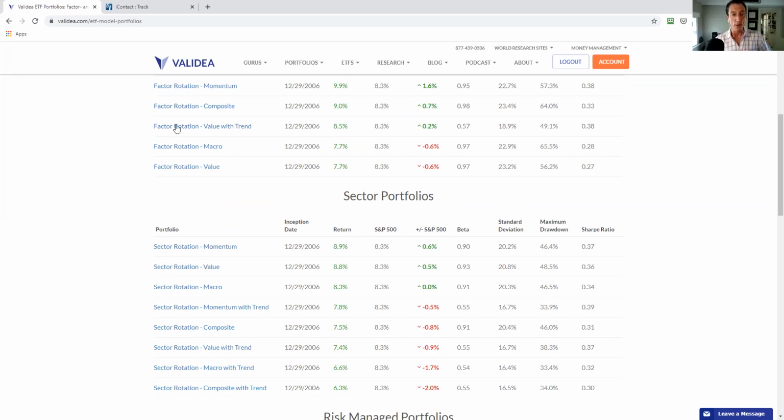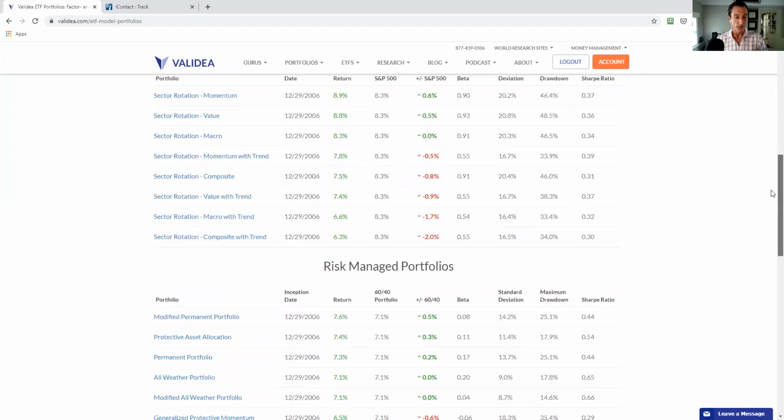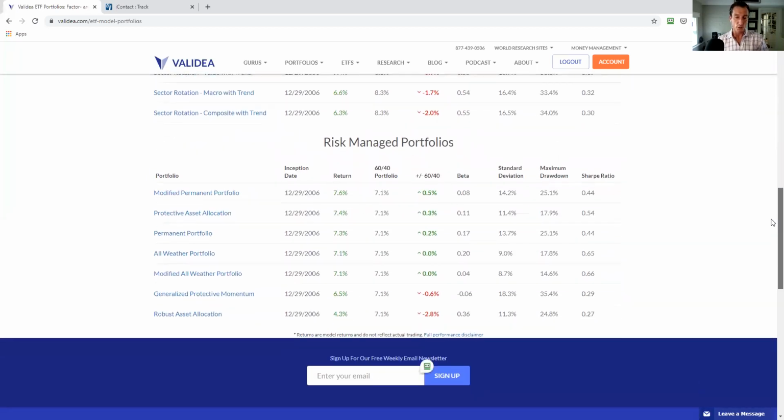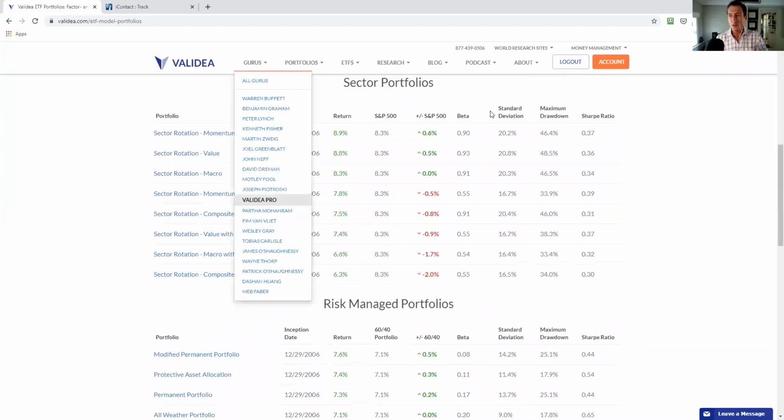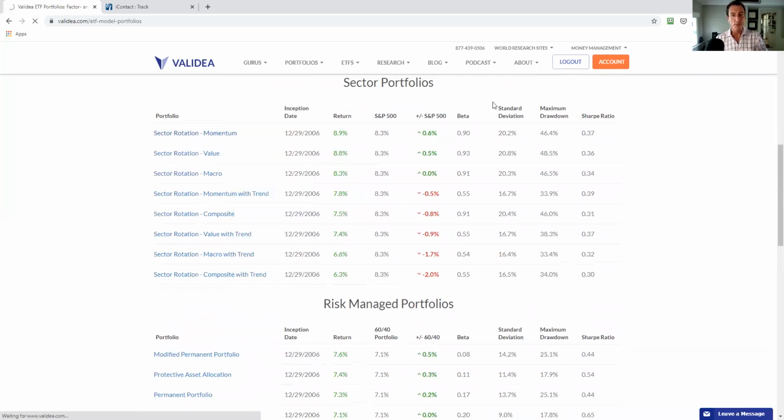We run those portfolios. And by the way, we run these long only and with trend. So we basically run long only portfolios and portfolios with trend following, which is an overlay that looks to get out of the positions if the market starts to exhibit some serious downtrend characteristics. And then what we have is risk managed portfolios. So I would consider these alternatives to the 60-40. They're things like the permanent portfolio, Dalio's all-weather portfolio, and more unique portfolios like protective asset allocation and generalized protective momentum.